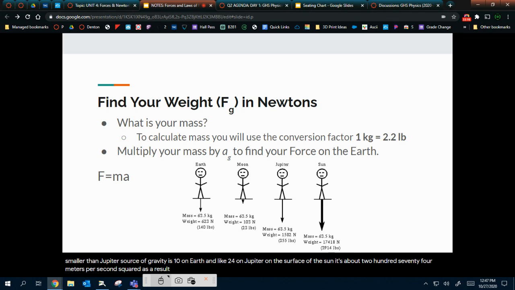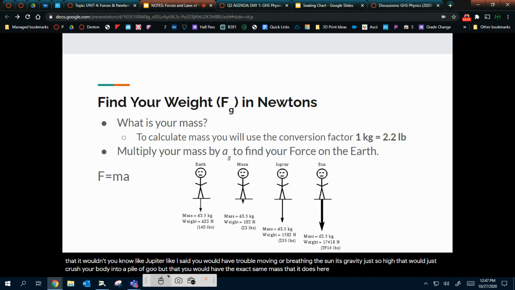As a result, you end up with a ridiculously high amount of force on you. This force would be so much that, like Jupiter, like I said, you would have trouble moving or breathing. The sun's gravity is just so high that it would crush your body into a pile of goo. But that goo would have the exact same mass that it does here on Earth.